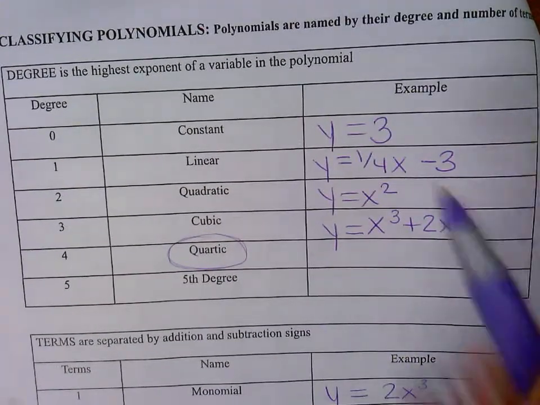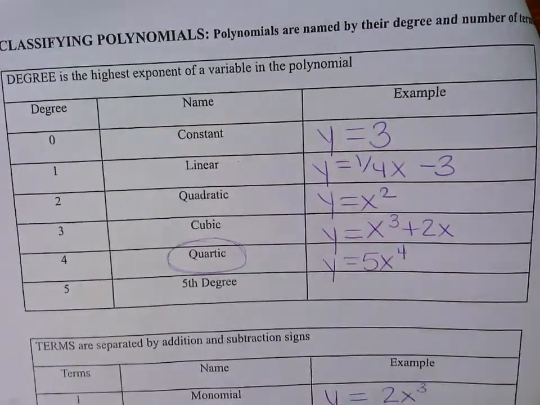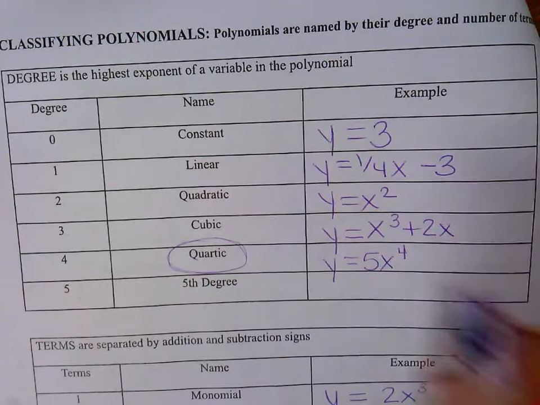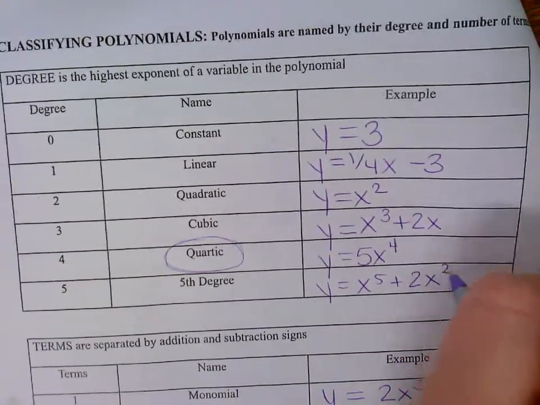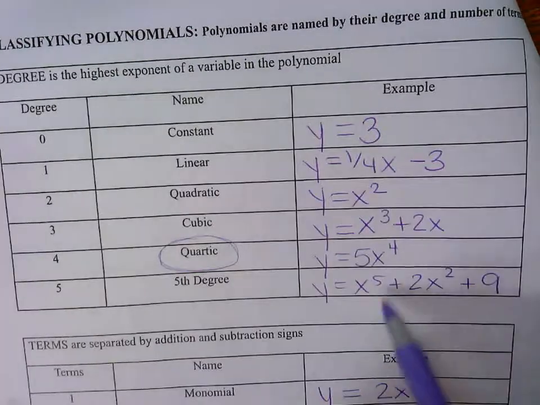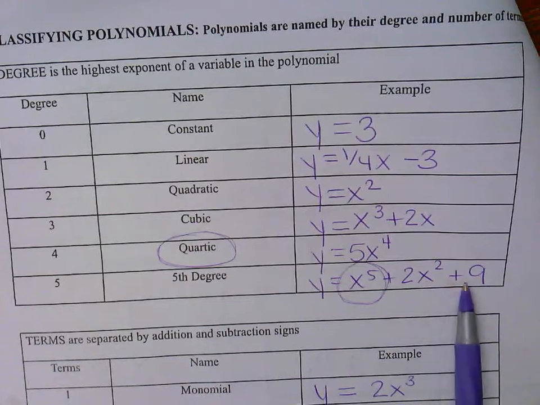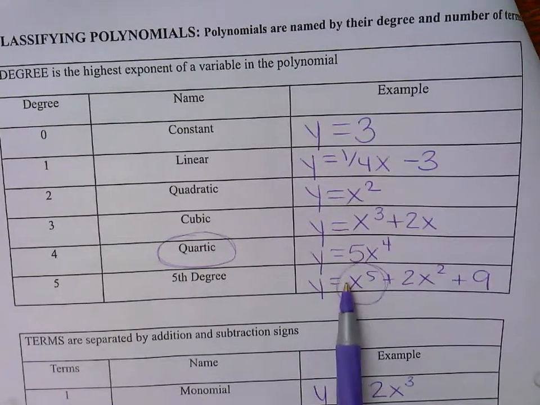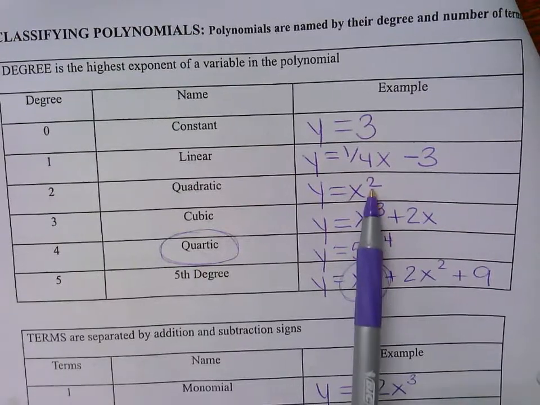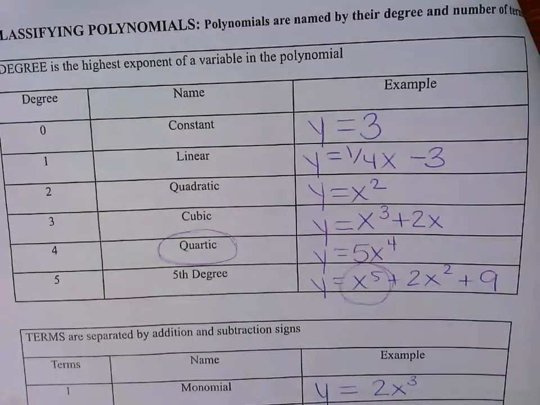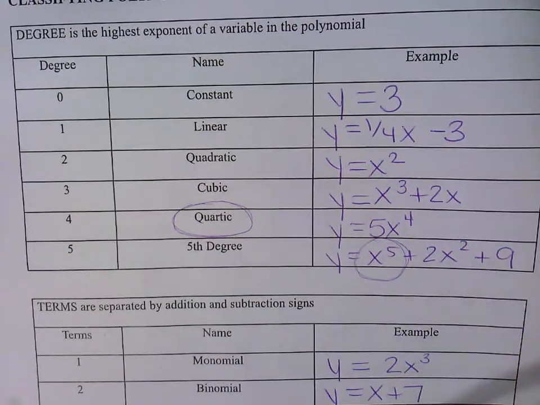Quartic would be 4th degree, like 5x to the 4th. 5th degree, x to the 5th plus 2x squared plus 9, right? I'm just looking at the highest power. So anything that comes after it in standard form doesn't add to the degree. So this is 5th degree, 4th degree, 3rd degree, 2nd, 1st, constant. So do you see that's your first name and your last name?